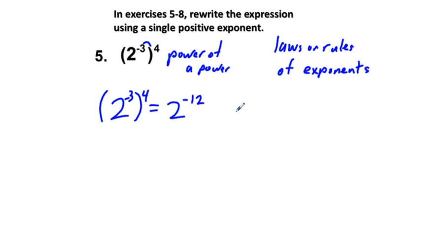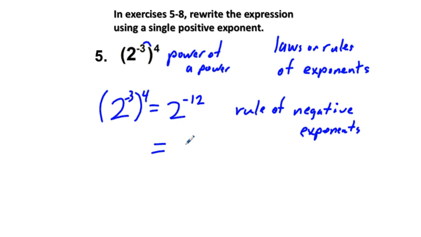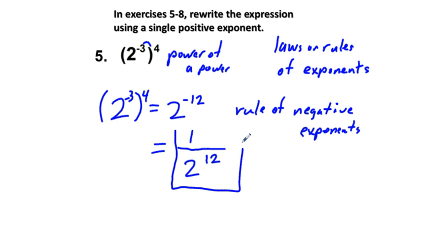And then we can use the rule of negative exponents. And for that, we take this negative 12th power and make it positive. We can make this 1 over 2 to the 12th power. And so we've removed all of our negative exponents. And that's going to be our answer, number 5.